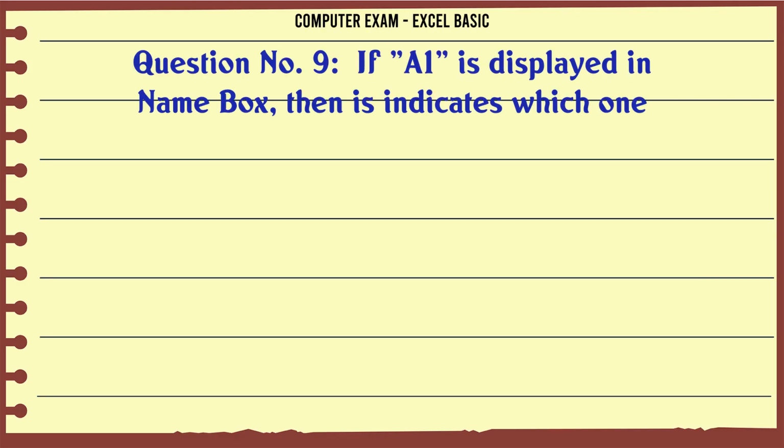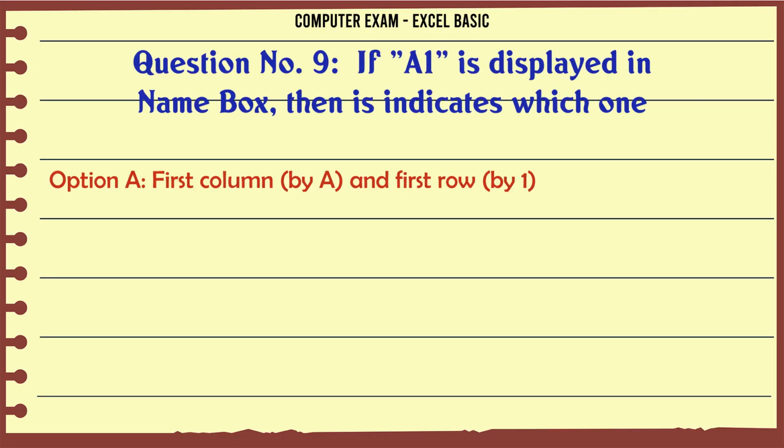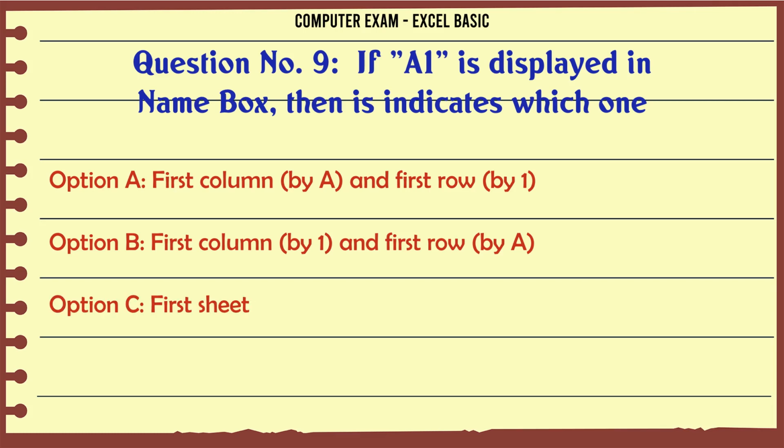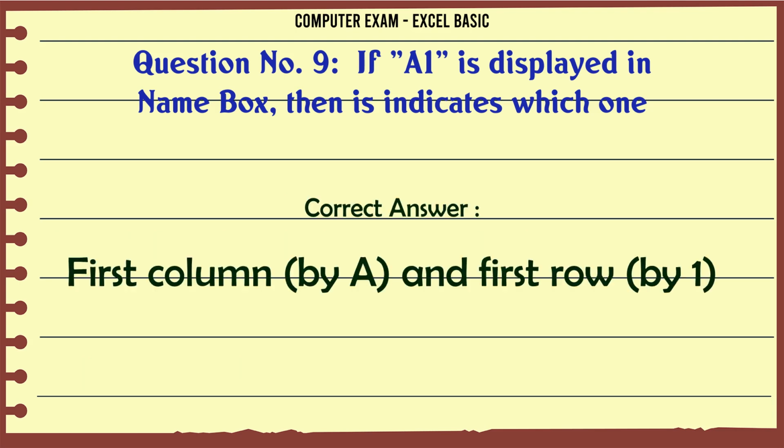If a 1 is displayed in the name box, then it indicates which one? A. First column by A, and first row by 1. B. First column by 1, and first row by A. C. First sheet. D. None of the above. The correct answer is first column by A, and first row by 1.